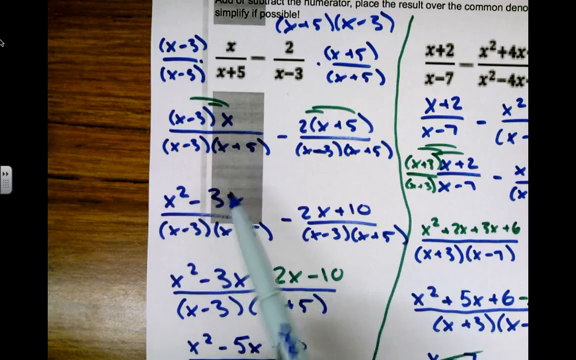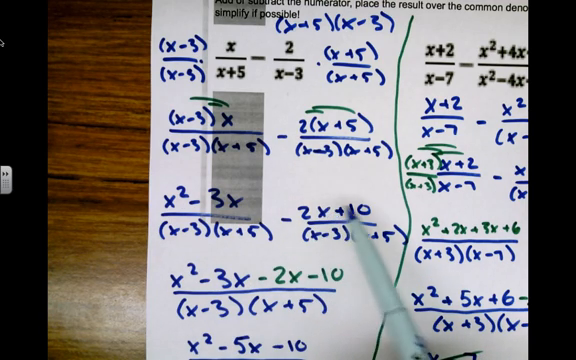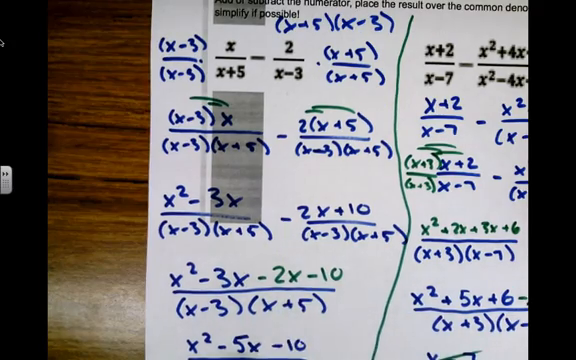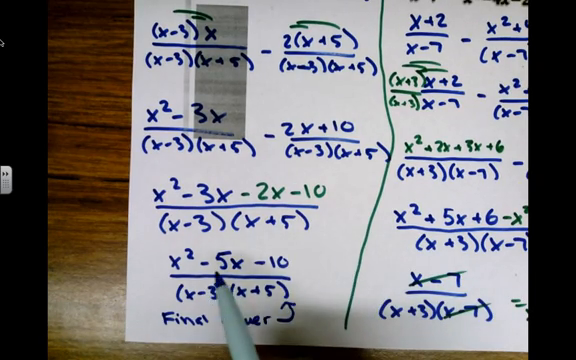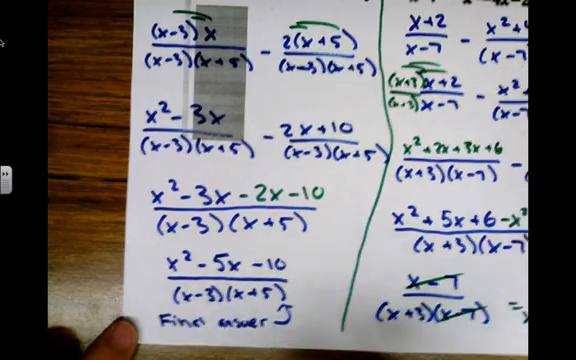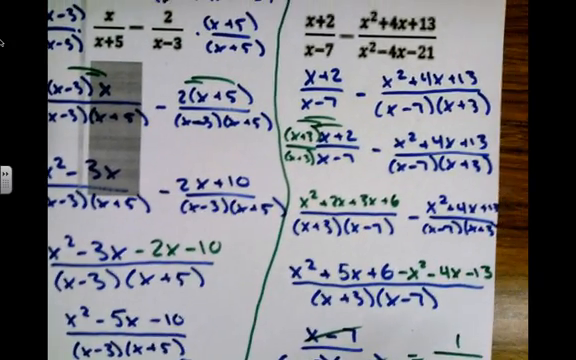Distribute. That gives me x squared minus 3x. That gives me 2x plus 10. I'm subtracting both of these, so the signs have to flip. And have my common denominator. Here, usually, you end up having something that can factor. It's okay if you don't. If you get something that you obviously can't factor, then that's okay. It would just stay like this, which is totally fine.